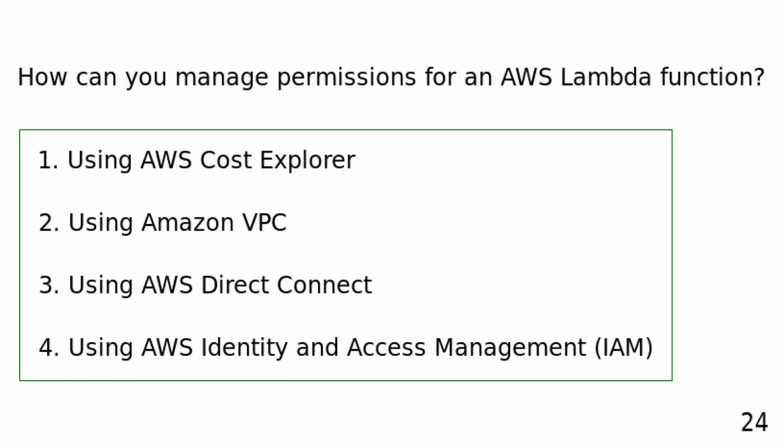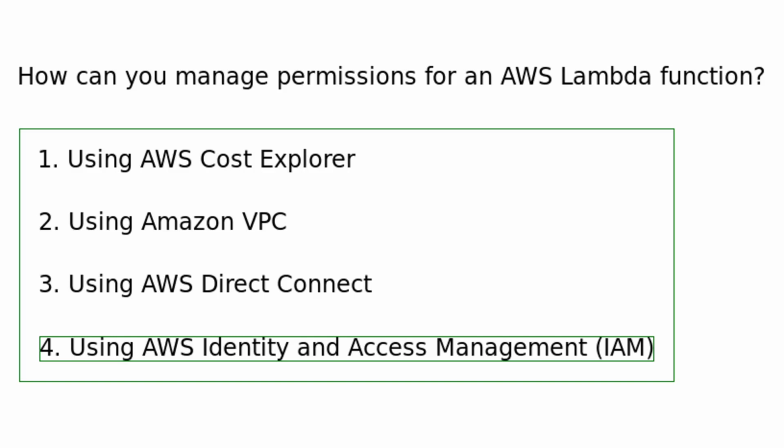How can you manage permissions for an AWS Lambda function? Using AWS Cost Explorer. Using Amazon VPC. Using AWS Direct Connect. Using AWS Identity and Access Management. Permissions for AWS Lambda functions are managed using AWS Identity and Access Management.